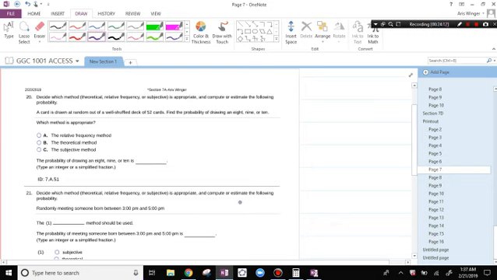Decide which method, theoretical, relative frequency, or subjective, is appropriate and compute or estimate the following probability. A card is drawn at random out of a well-shuffled deck of 52 cards. Find the probability of drawing an 8, 9, or 10. Well, there are 4 8s, 4 9s, and 4 10s, right? That's 12 out of 52. They're both divisible by 4. That is 3 out of 13. This, of course, is theoretical.